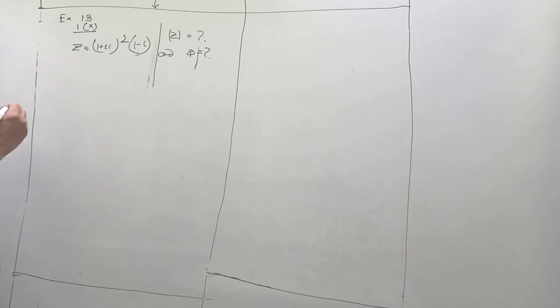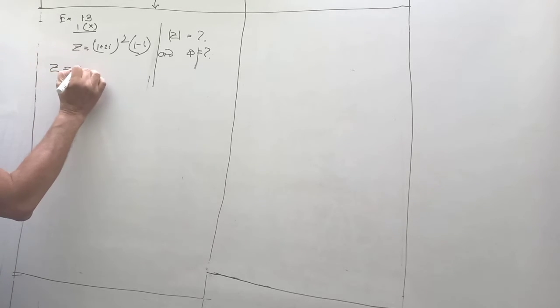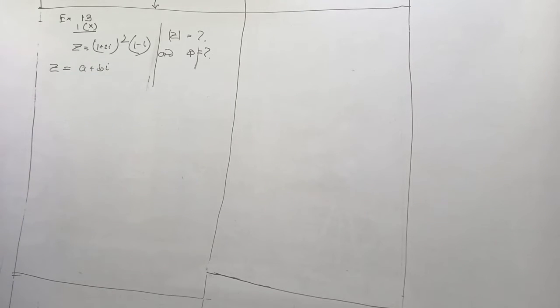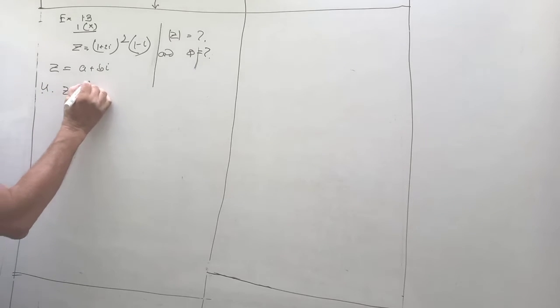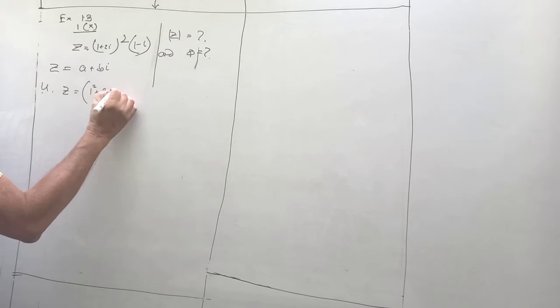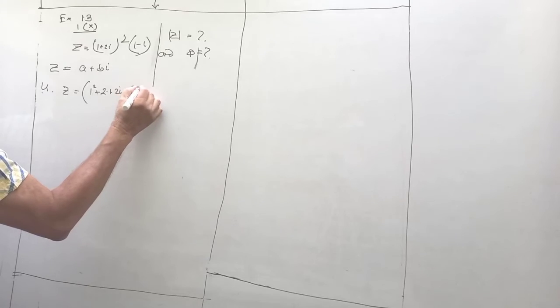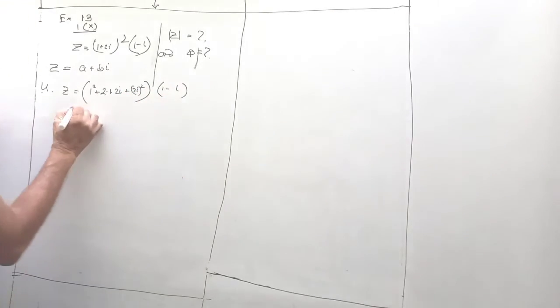First, this is to be converted to standard form a + bi. That means z equal to (1 + 2i)² into (1 − i).